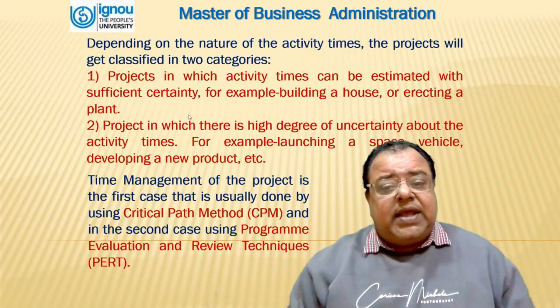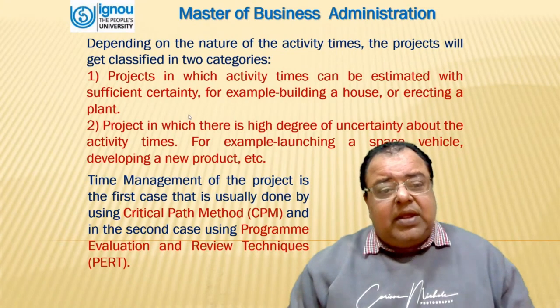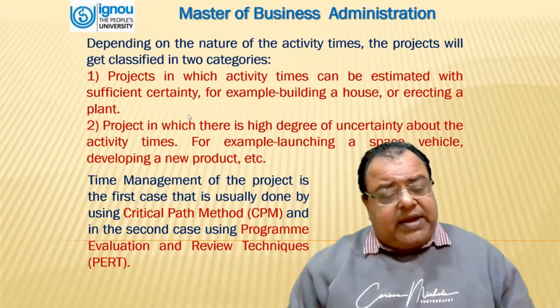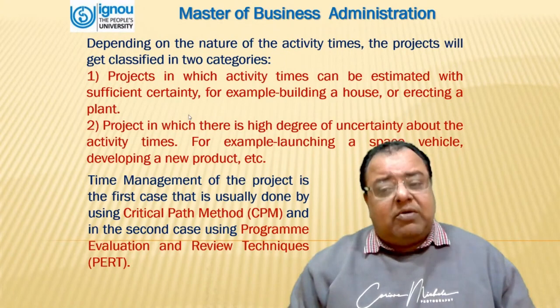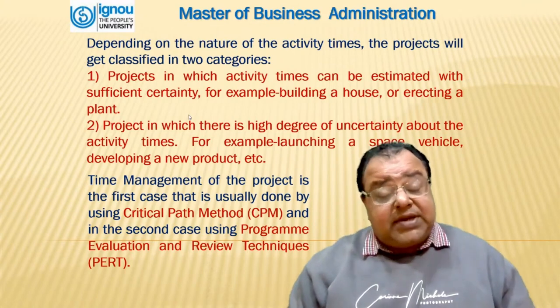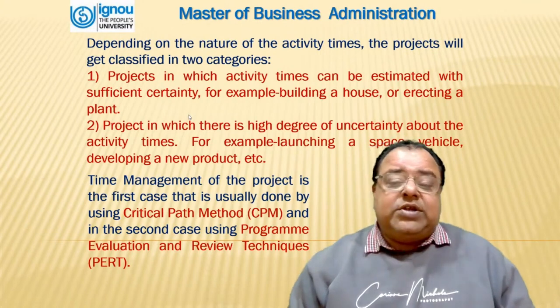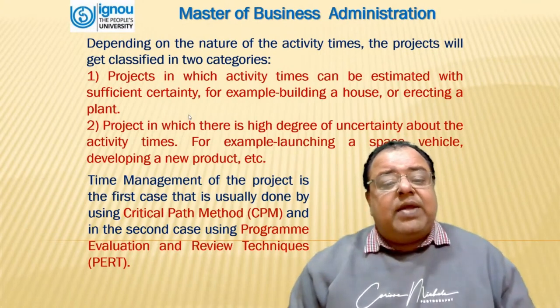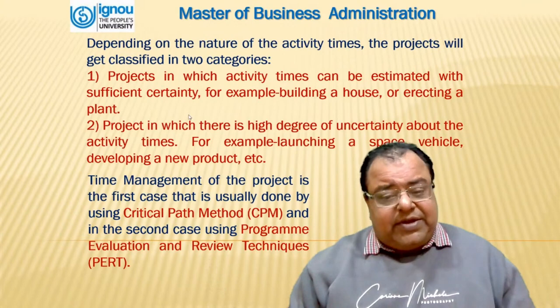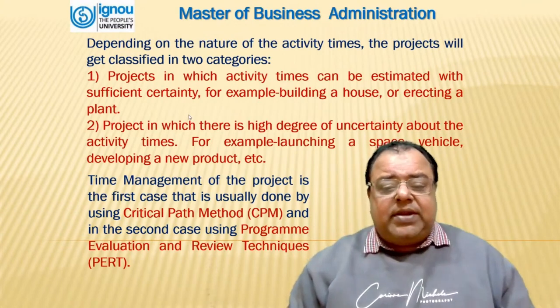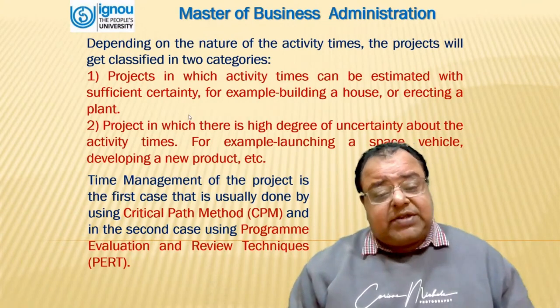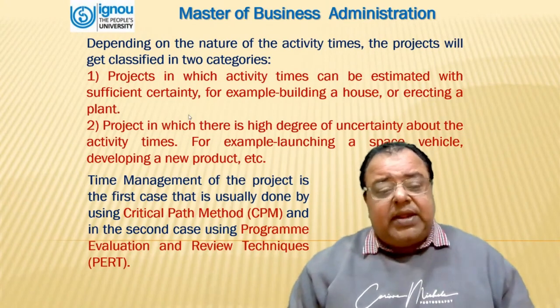Project in which activity times can be estimated with sufficient certainty, for example, building a house or erecting a plant. The second one is project in which there is high degree of uncertainty about the activity times, for example, launching of a space vehicle, developing a new product, etc. Time management of the project in the first case is usually done by using critical path method.